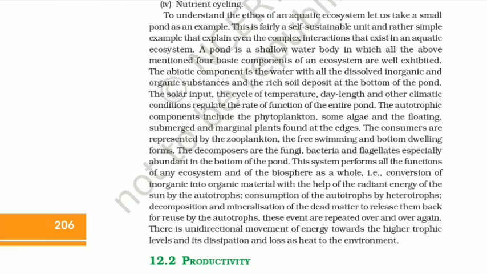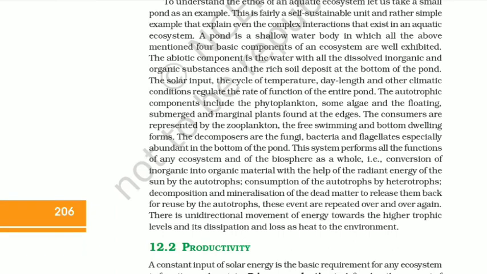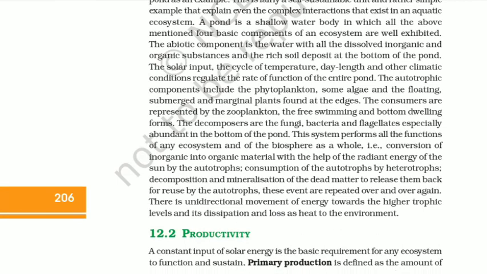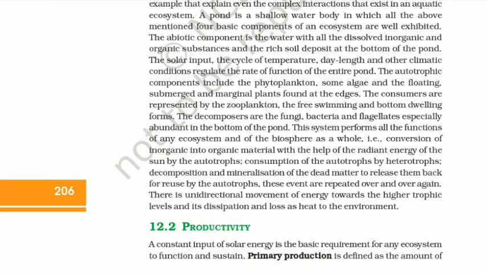This is a fairly self-sustainable unit and a rather simple example that explains even the complex interactions that exist in an aquatic ecosystem. A pond is a shallow water body in which all the above mentioned four basic components of an ecosystem are well exhibited. The abiotic component is the water with all the dissolved inorganic and organic substances and the rich soil deposit at the bottom of the pond.